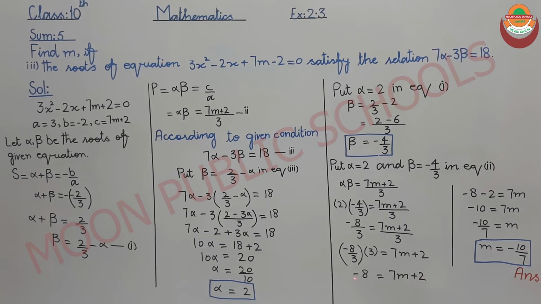Shift 2 to the left hand side, minus 8 minus 2 equals 7m. Minus minus plus, but the bigger value is minus 8, so we take the negative sign. 8 plus 2 equals 10. Now we divide by 7. So this is the answer of m. m equals minus 10 over 7.